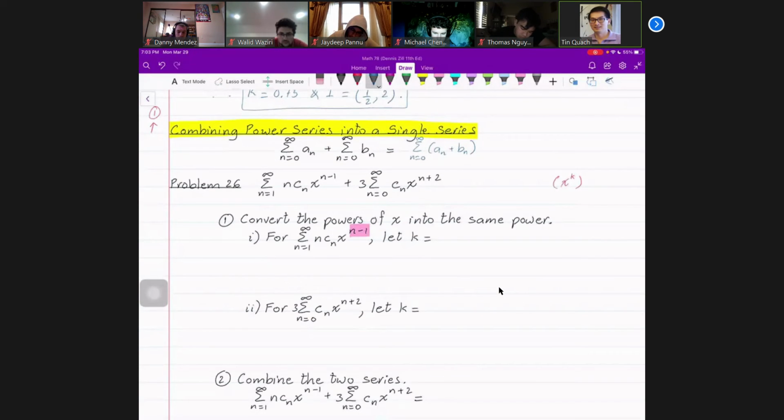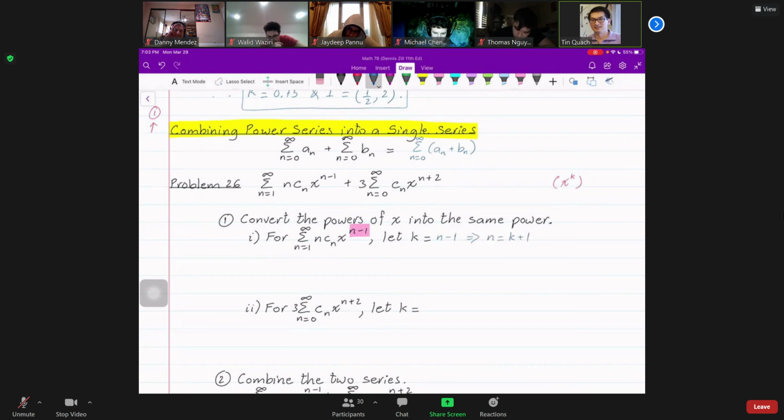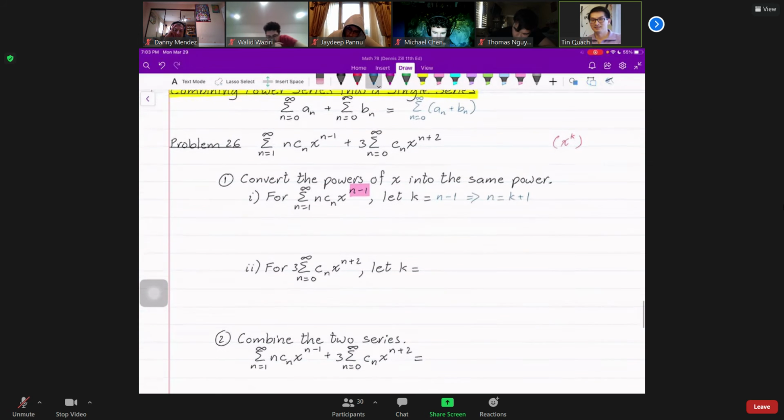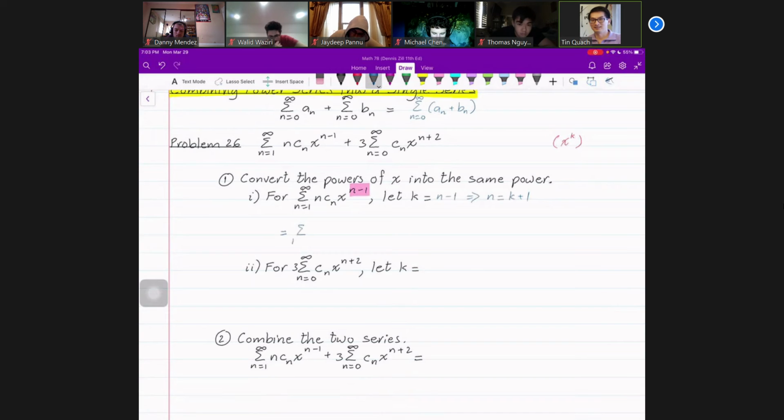So let k be n minus 1. Now, if k is equal to n minus 1, that means n is equal to k plus 1, okay? So we're going to convert that power series into something with k. When n is equal to 1, you plug it in, k is 0. So the starting value is 0.